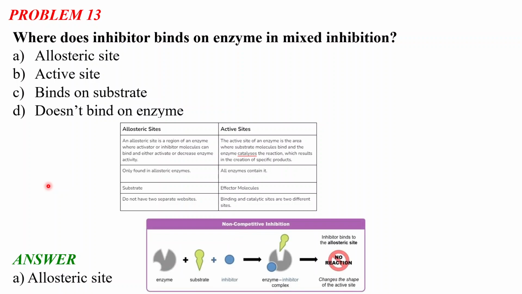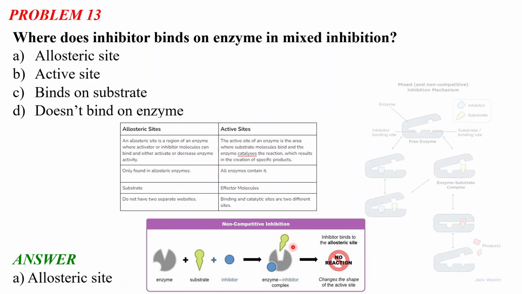So in non-competitive inhibition, there is an enzyme, and the substrate binds on the active site, and the inhibitor binds to an allosteric site. In the enzyme-inhibitor complex, the active site changes, since the inhibitor is binding to the allosteric site, there is a change in the shape and size of the active site, and now we do not have any interaction between the substrate and the enzyme.